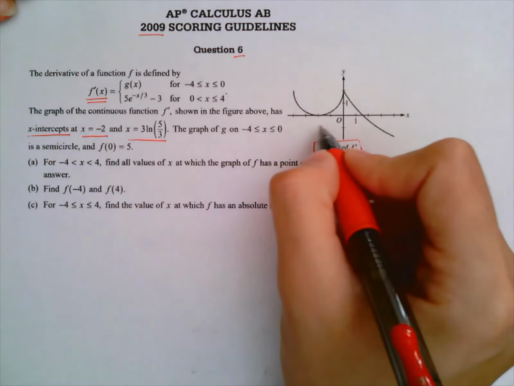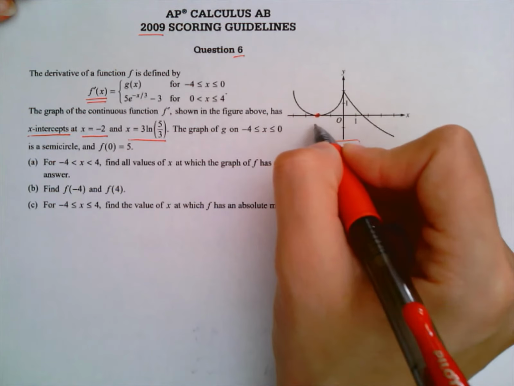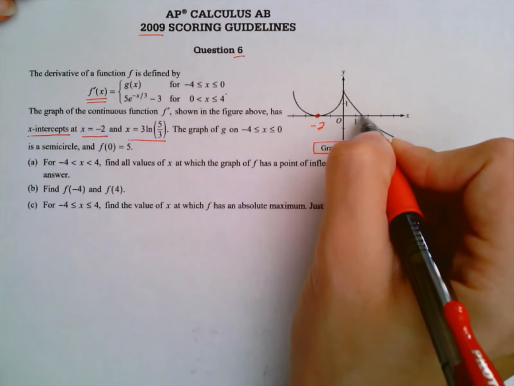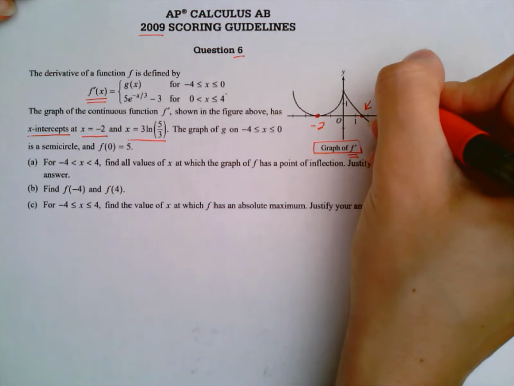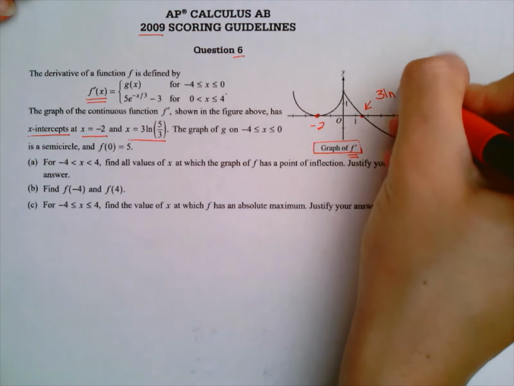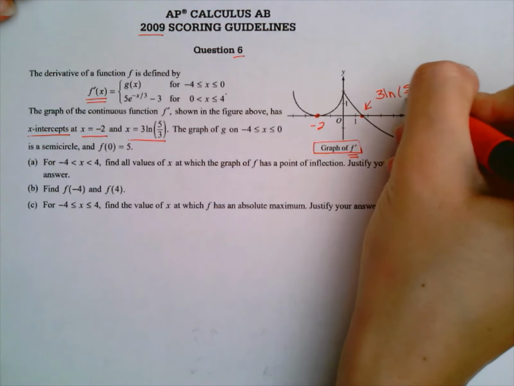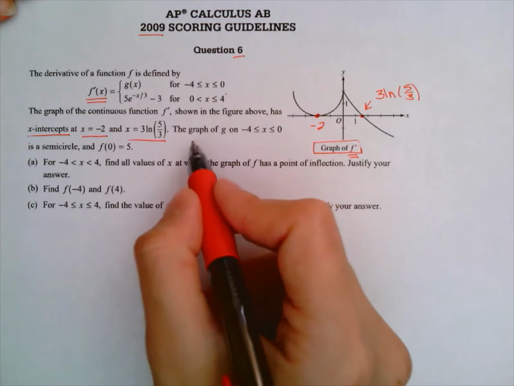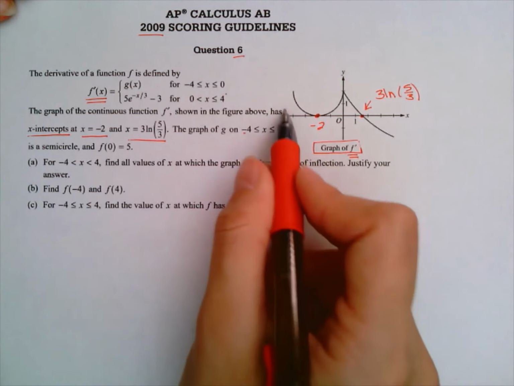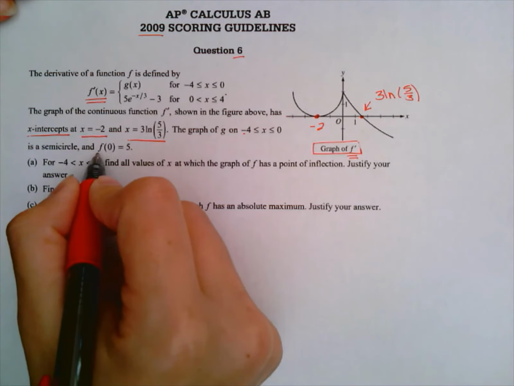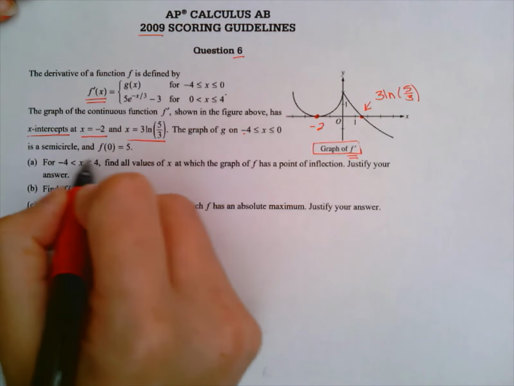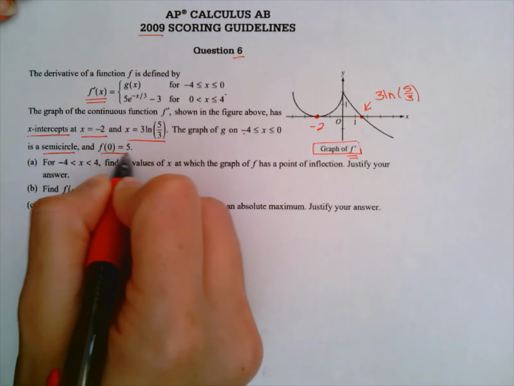So if you look at the graph, you can clearly see an x-intercept here, meaning that's the one at -2. And you can see one here in between 1 and 2. And they're just letting you know that that one is 3 ln of 5 over 3. Okay? The graph of g from -4 to 0 is a semicircle. And for the original function, there's an ordered pair of (0, 5). Okay, some more important information.